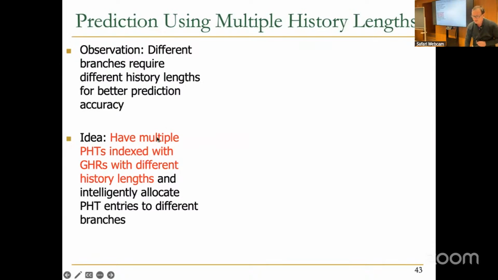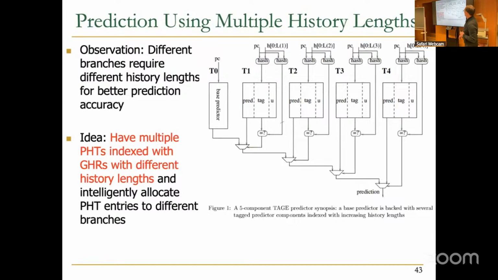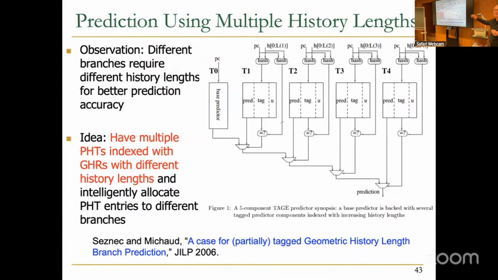So the idea over here is to have multiple pattern history tables indexed with global history registers with different history lengths, and intelligently allocate pattern history tables to different branches. It looks like this. This is a PC-based predictor, with 2-bit counters potentially. It doesn't have any history. You can see that there is one level of short history over here, and then longer history, and then longer history, and then longer history. These folks showed that with a geometric series of history lengths, you can get a nice predictor because you can cover a large set of history lengths. And they actually add tags over here. So you hash the PC with history, and then you tag it.